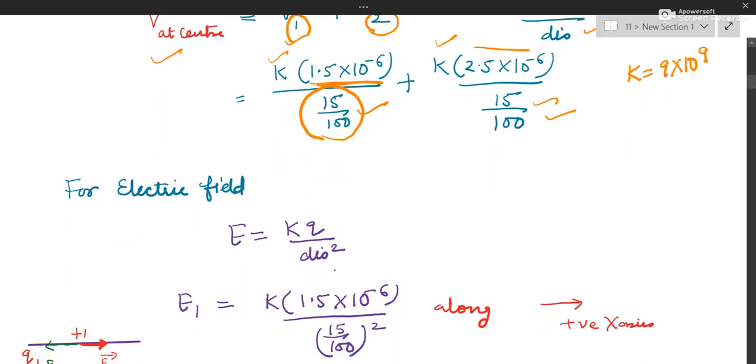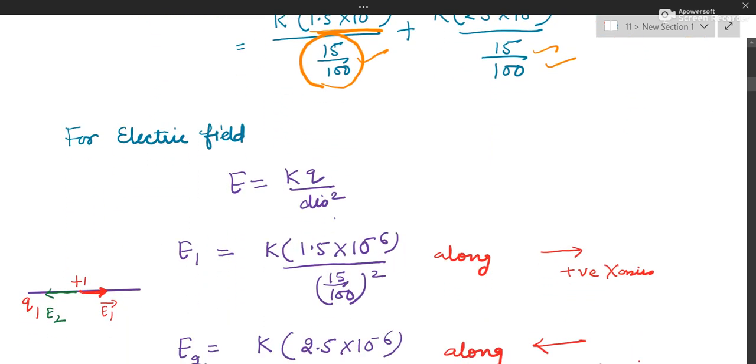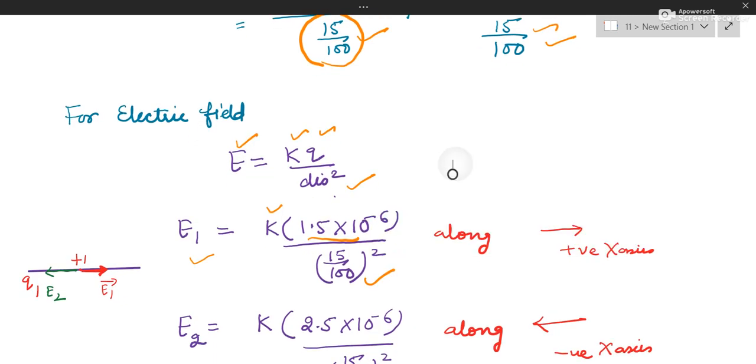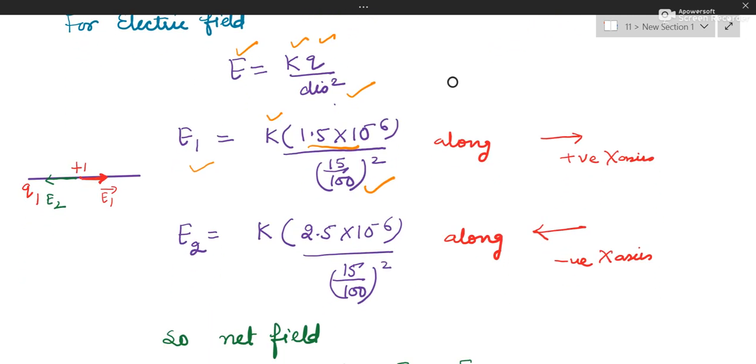Okay, now we have to find out the electric field as well. In order to find the electric field, use the general formula kq by distance square. So the electric field due to the first charge will be k times that charge upon distance square. Similarly, electric field 2 you can find out.